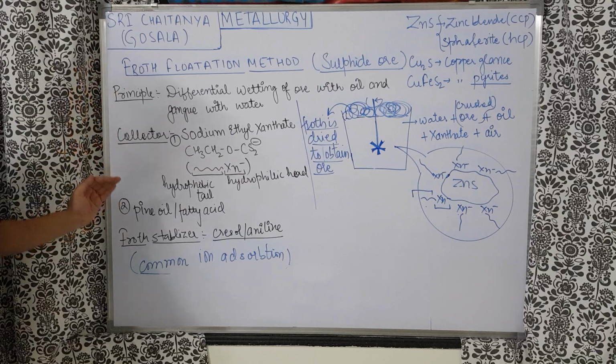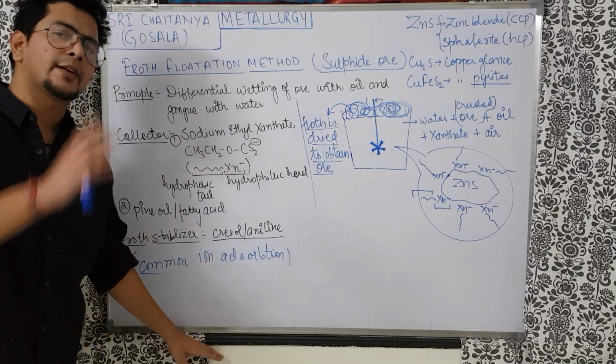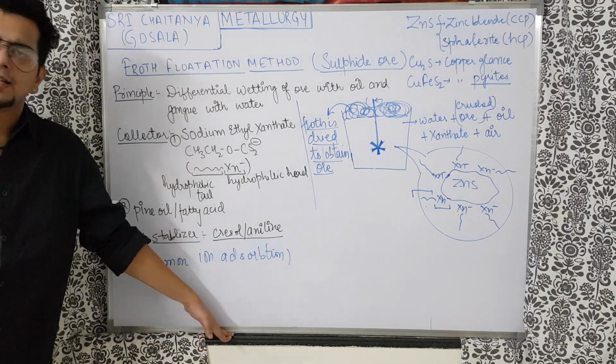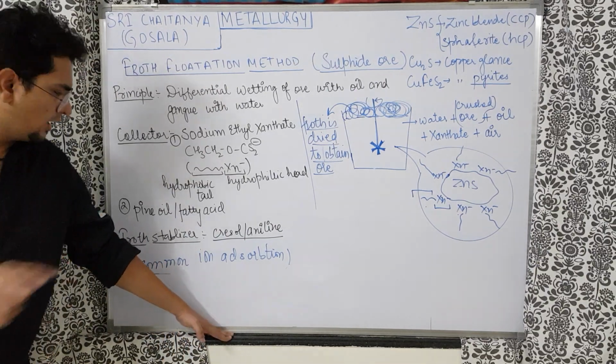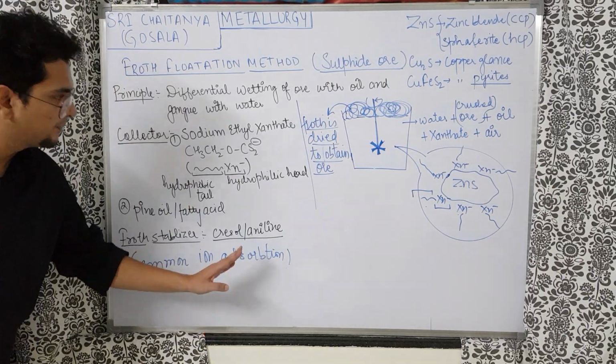So I think this whole idea is clear, and you understood why I made this structure. If your common ion adsorption topic from the surface chemistry chapter is good, fine; even if it is not good, I just now revised that part also, so you can understand both simultaneously.